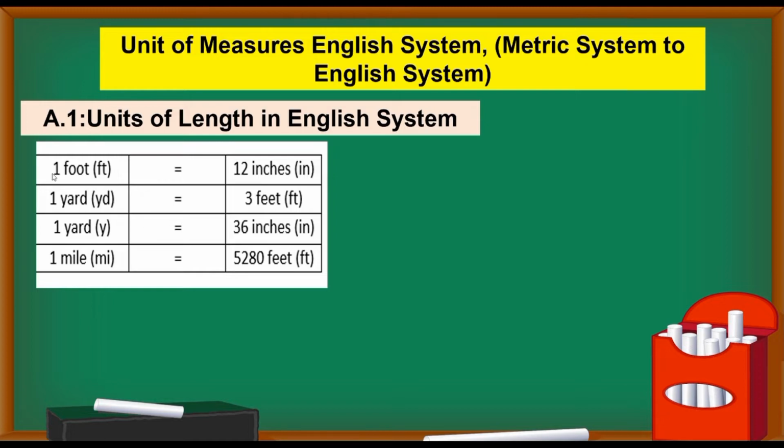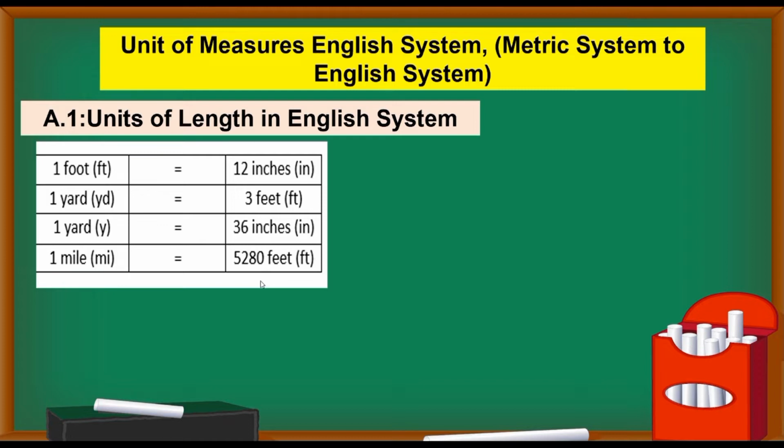So, tandaan natin na ang 1 foot is equivalent to 12 inches. 1 yard is equal to 3 feet. 1 yard is equal to 36 inches. And 1 mile is equal to 5,280 feet. Yan po ang kaibahan ng ating English system sa metric system.